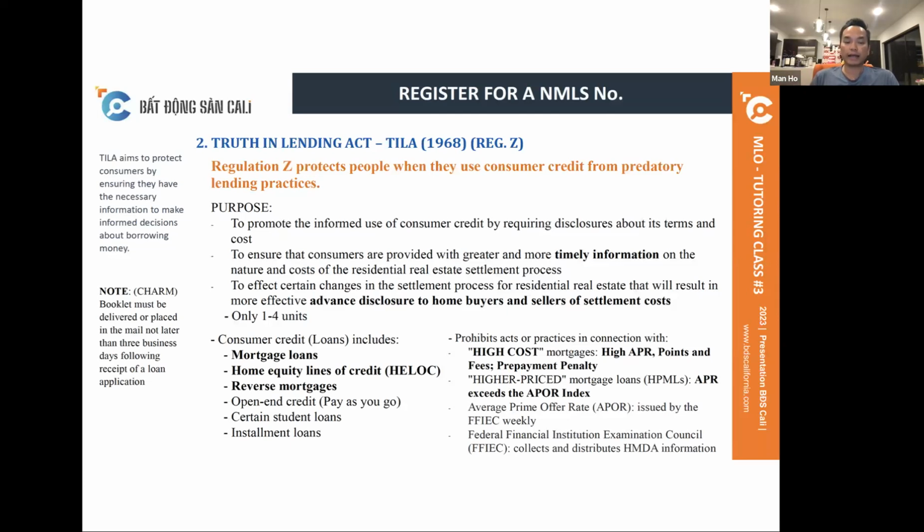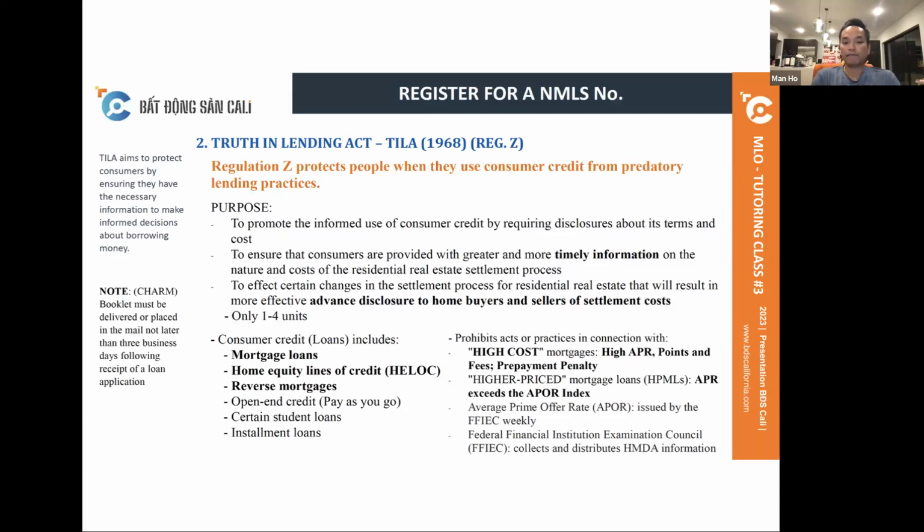Okay, so the Truth in Lending Act says the purpose of this act is to promote the informed use of consumer credit by requiring disclosure about its terms and cost, to ensure that customers are provided with greater and more timely information before they sign anything. They need to have all that information up front on the nature of the cost, including the cost of the residential real estate settlement process, right? All the fees, all the costs, everything needs to be disclosed. Everything needs to be shown up front in a timely manner.